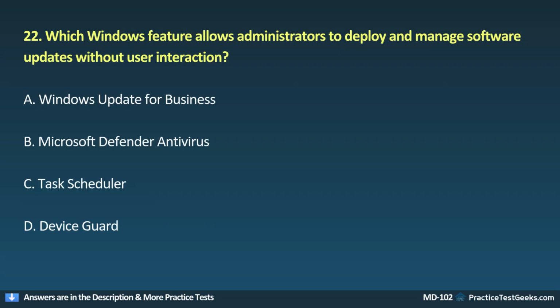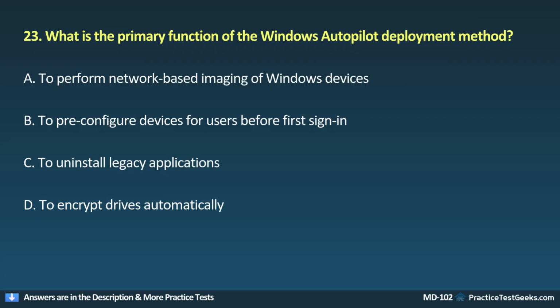22. Which Windows feature allows administrators to deploy and manage software updates without user interaction? A. Windows Update for Business. B. Microsoft Defender Antivirus. C. Task Scheduler. D. Device Guard.